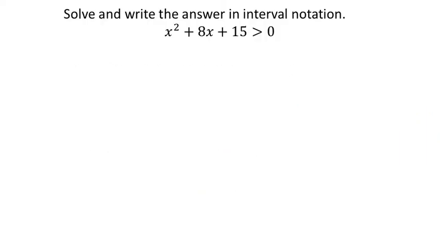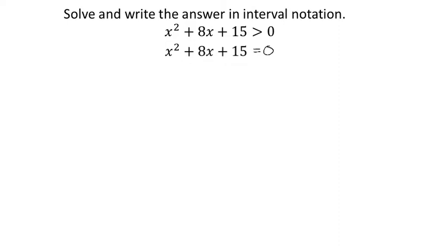So solve and write the answer in interval notation. All right. So I look at this and I say, I'm going to take this inequality, x squared plus 8x plus 15, and I'm just going to make it equal to 0. Now, I know that it is greater than 0, but I'm not concerned with that until I get to the very end, when I find the values that make this quadratic equal.